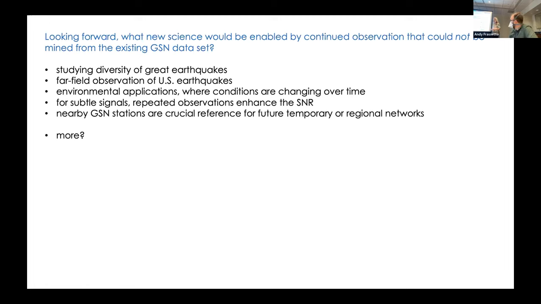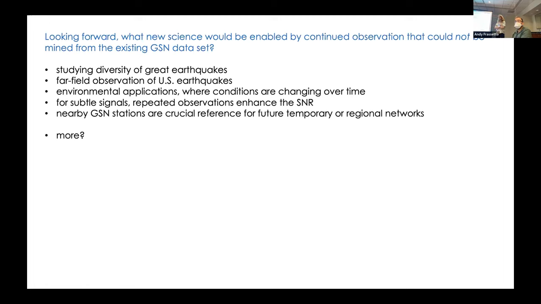Getting out of the mutual distribution and the range of distances, and any environmental application where conditions are changing over time. And of course, if we can point to examples where seismic data are useful for that, boy, that would be really compelling. Subtle signals, repeated observations enhance the signal to noise ratio. And again, nearby GSN stations continue to be a crucial reference for other networks. So what do you think? What other new science would you like to see us try to address?